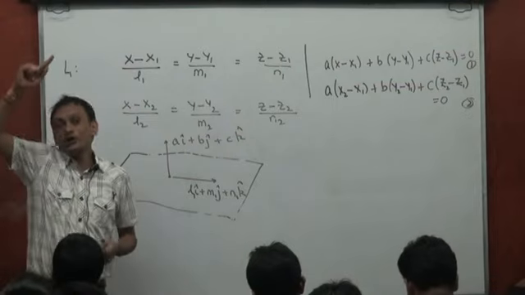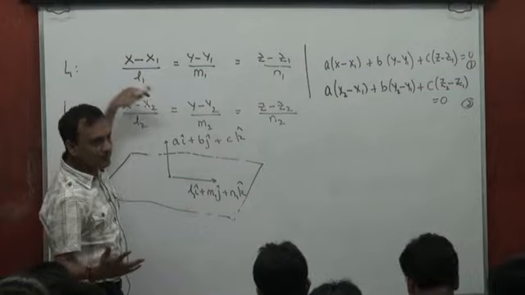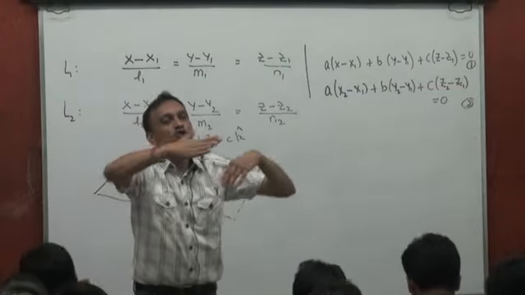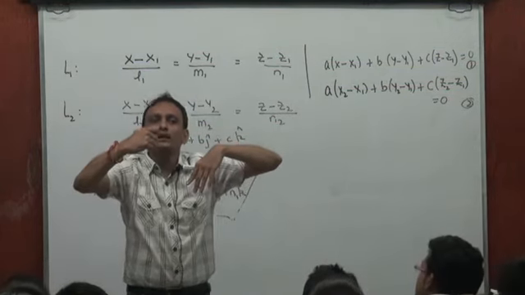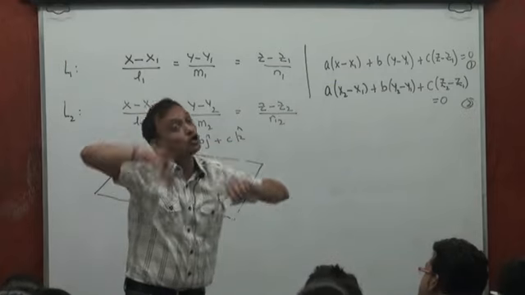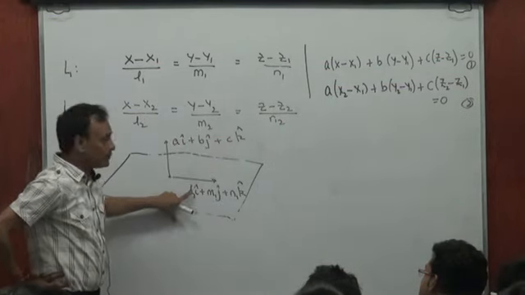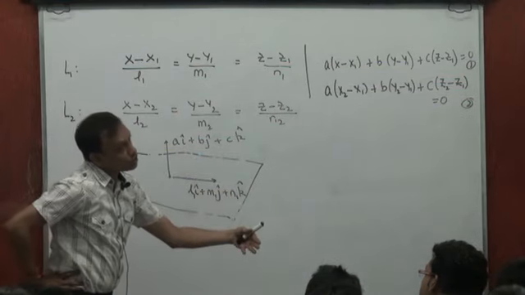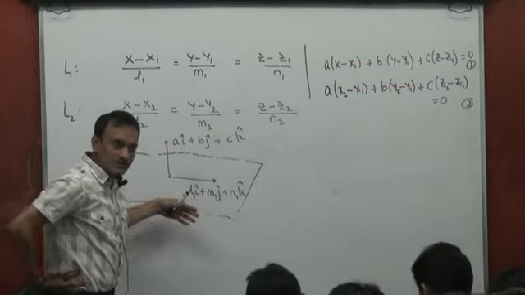A normal to the plane will also be perpendicular to L1. A normal to the plane will always be perpendicular to any line L1 lying on the plane, isn't it? So if there is a certain vector parallel to the line, then it will be perpendicular to ai plus bj plus ck, which is a normal to the plane. Yes or no? So if these two vectors are perpendicular to each other, then al1 plus bm1 plus cn1 must be 0. Their dot product must be 0. This dot this must be 0, right?